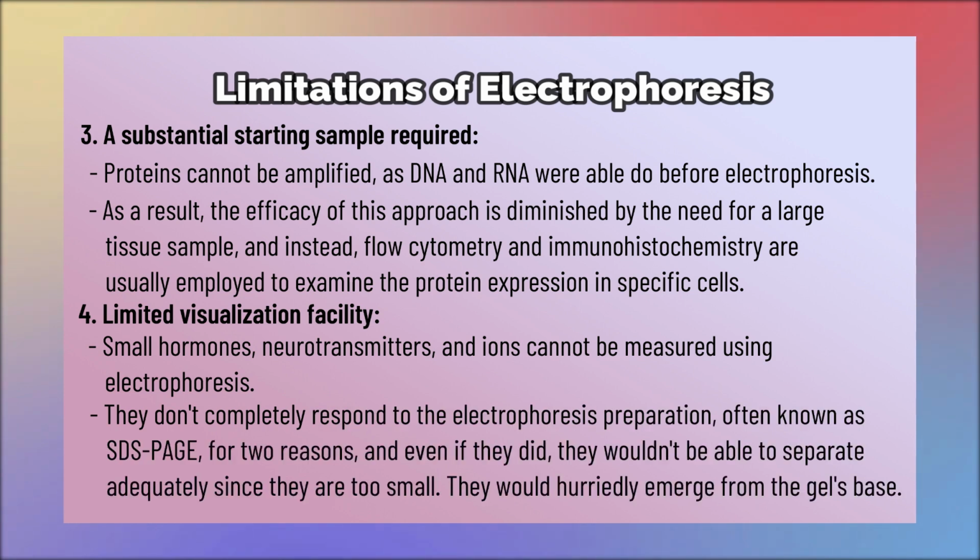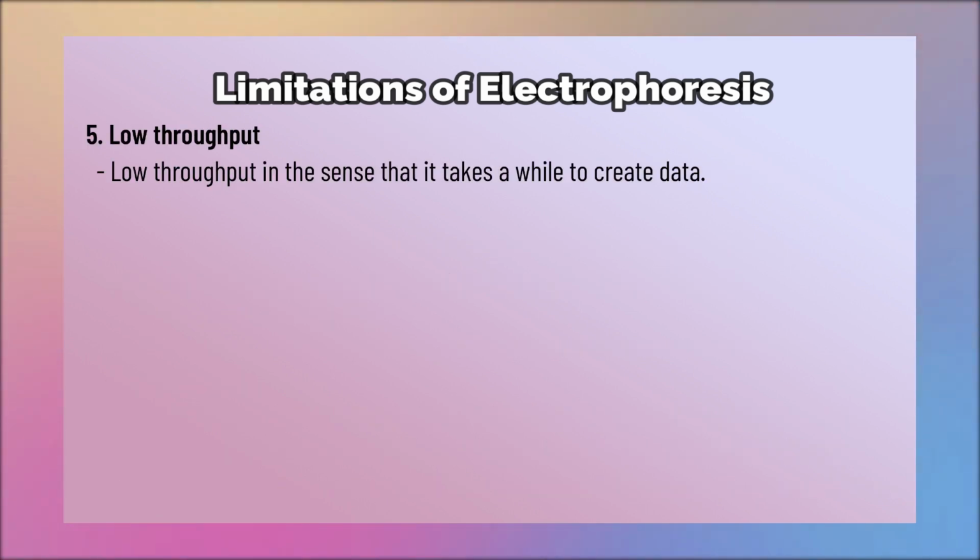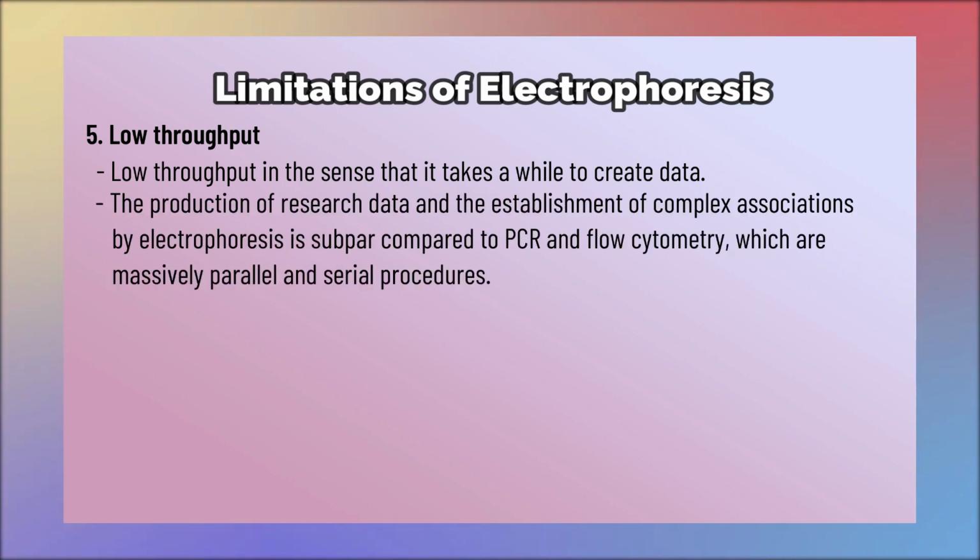They do not completely respond to the electrophoresis preparation, often known as SDS-PAGE, for two reasons, and even if they did, they won't be able to separate adequately since they are too small. They would hurriedly merge from the gel space. Number 5. Low throughput. Throughput in the sense that it takes a while to create data. Production of research data and the establishment of complex association by electrophoresis is subpar compared to PCR and flow cytometry, which are massively parallel and serial procedures.